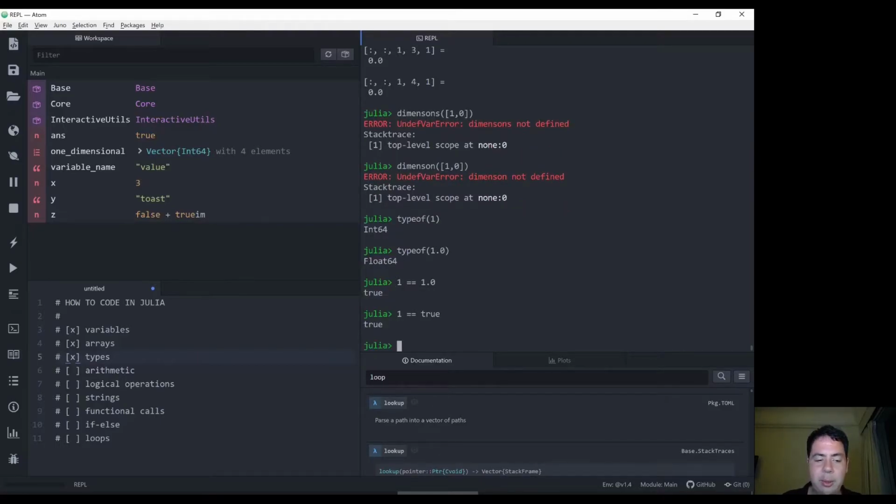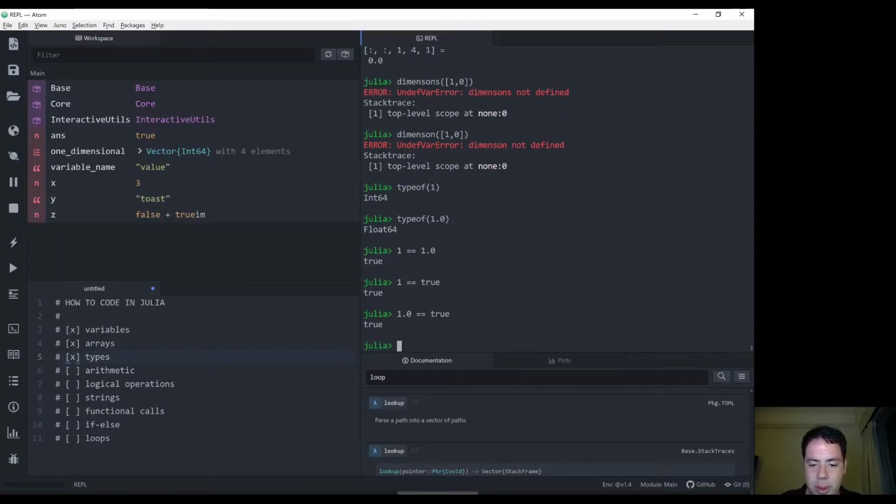So 1 equals true. So Julia does treat 1 as the equivalent of true. What about the floating point 1? Oh, that's treated as true as well. Okay, interesting. That's good. So that's the basics of types.